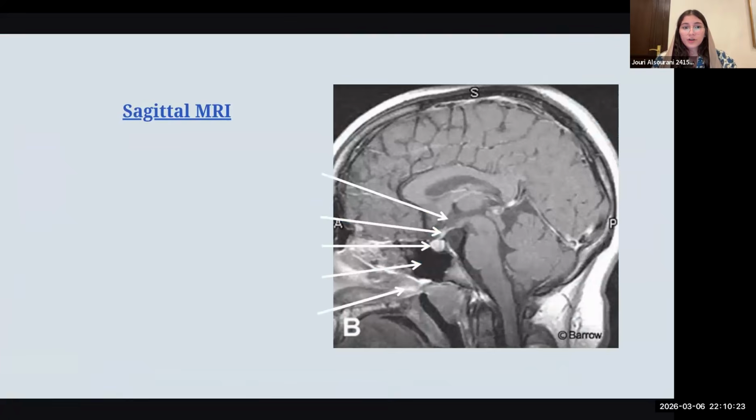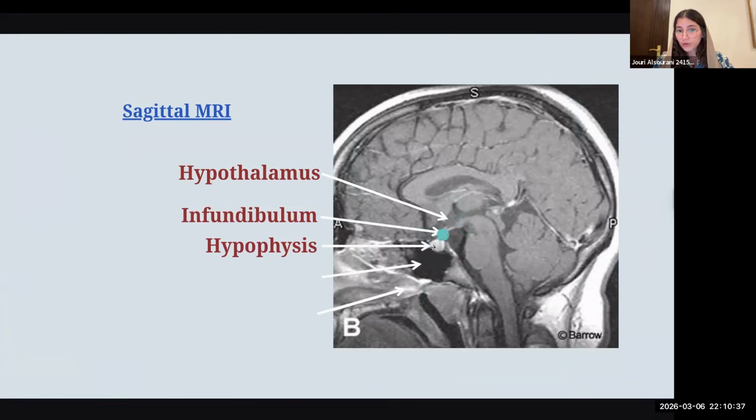All right. For imaging, here we have a sagittal MRI. So let's go through it one by one. Firstly, this structure over here is the hypothalamus. As we go down to this structure, we said this is the infundibulum. We say the hypothalamus is connected to the pituitary gland, the hypophysis, which is over here by the infundibulum.